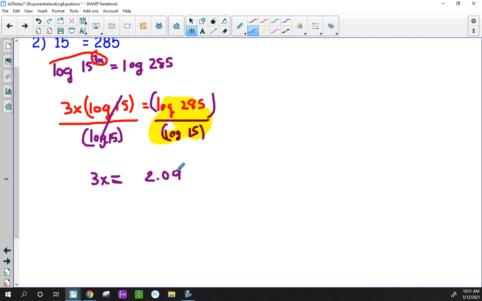And then I'm going to divide both sides by 3. And then you end up getting, let's see, x equals 2.09 divided by 3 is 0.70, and I have rounded that, 0.70. So that would be your value.